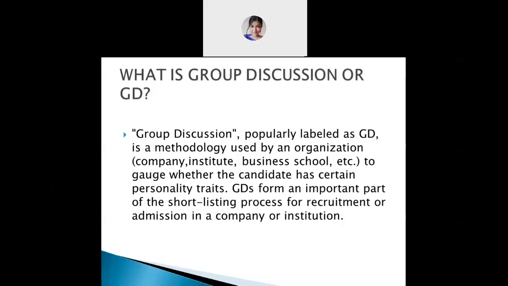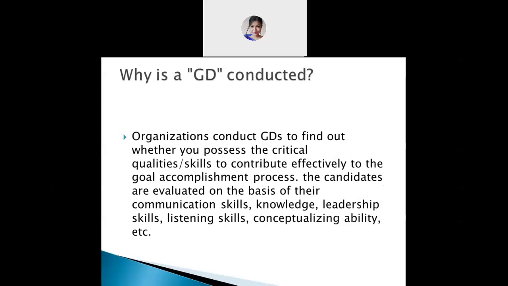Now, why is group discussion conducted? It's conducted to find out whether you possess certain qualities or skills or not, certain critical qualities. They want to see whether you will be able to contribute to the growth and development, or the goal accomplishment process, of the organization or not. That is why they want to judge you on the basis of certain qualities.